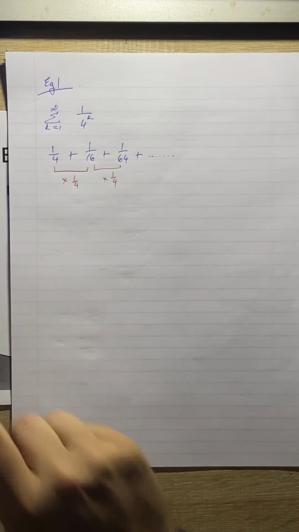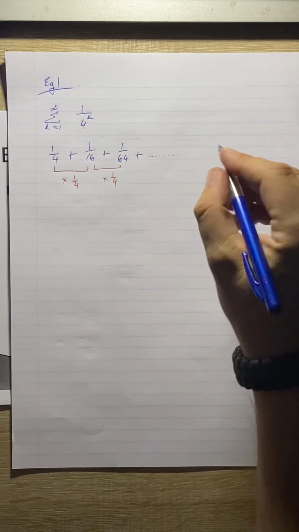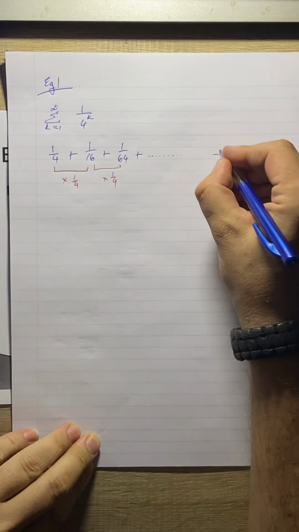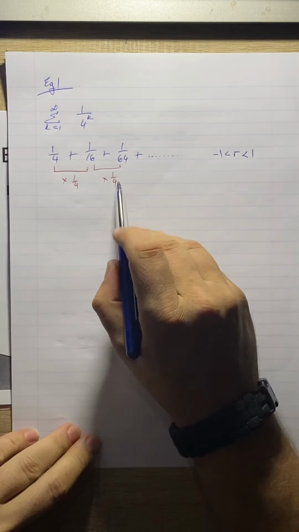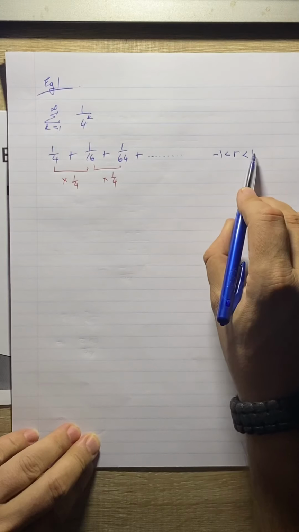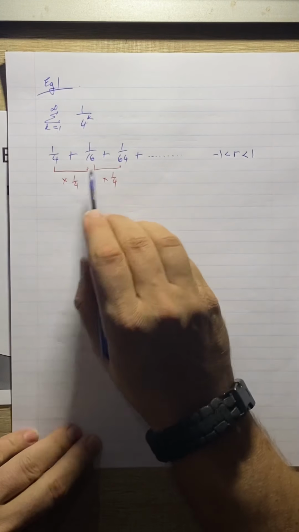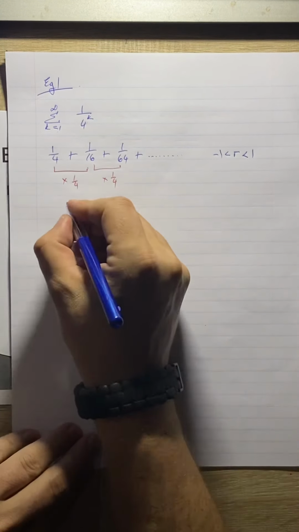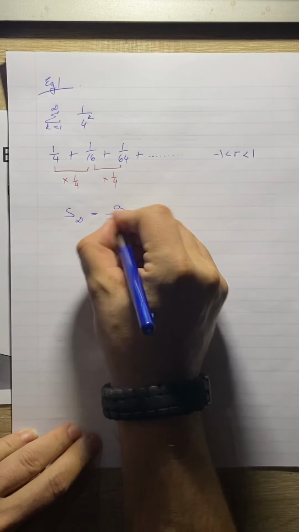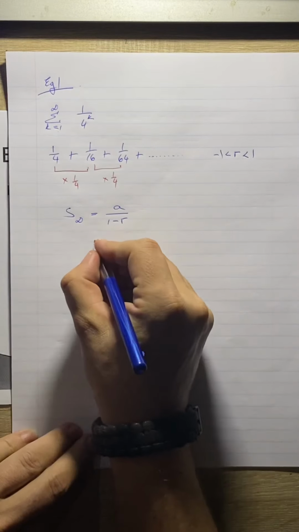Now, remember to take the sum to infinity, our common ratio must lie between -1 and 1. And you can see that our common ratio, a quarter, does lie between -1 and 1. So therefore, we can take the sum to infinity of this series. Our formula for sum to infinity is equal to a over 1 minus r.